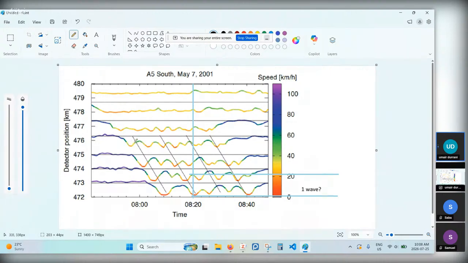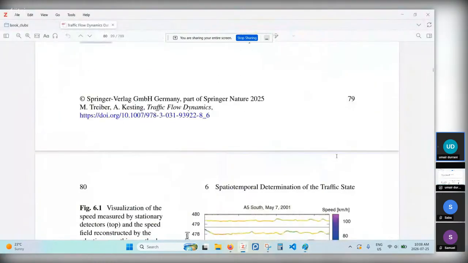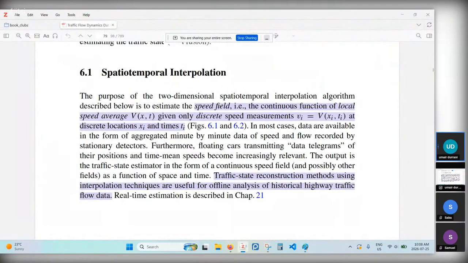So when there is a decrease in speed here, that decrease in speed is then seen here later in time upstream of this figure. So this constitutes one wave of go and stop. And if we consider up to this point, that will be the second stop and go wave. So considering these definitions of the stop and go waves, we now go back to our chapter and look at what is the purpose of doing spatiotemporal interpolation.